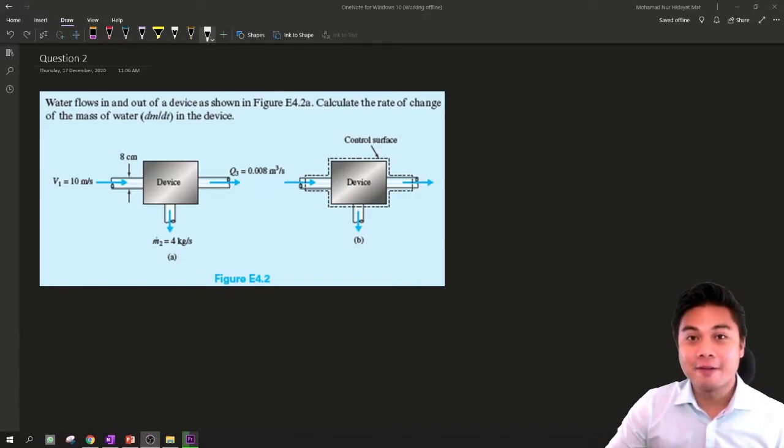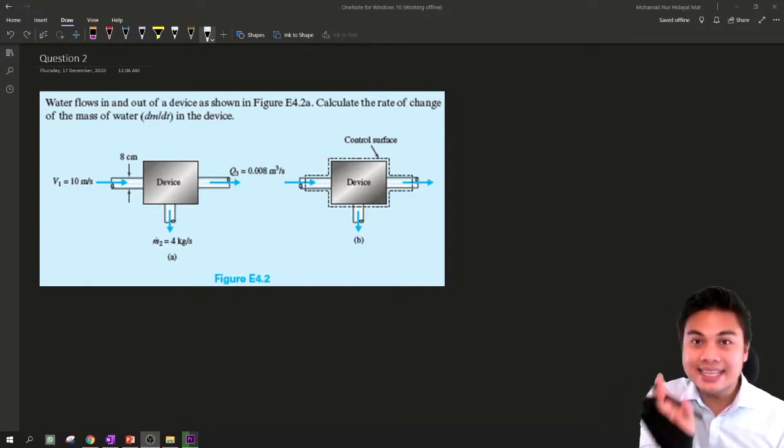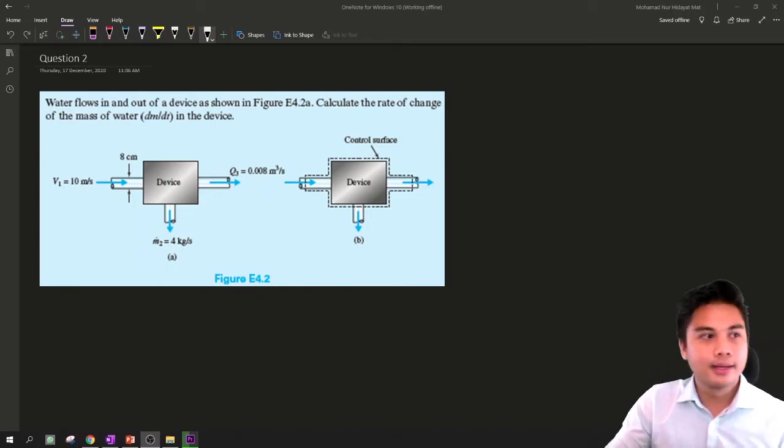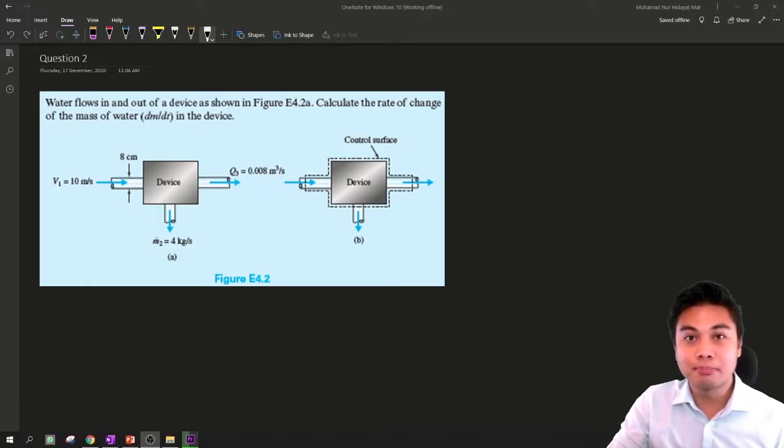Hi, we have a question which is: water flows in and out of a device as shown in the figure. Calculate the rate of change of the mass, which is dm/dt, in the device. That means inside the device, which is the control volume. Thus, from this case, we need to specify our control volume.